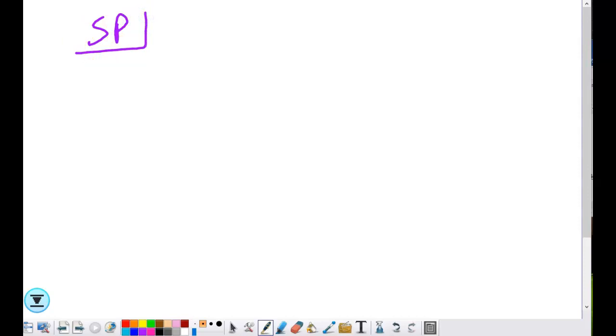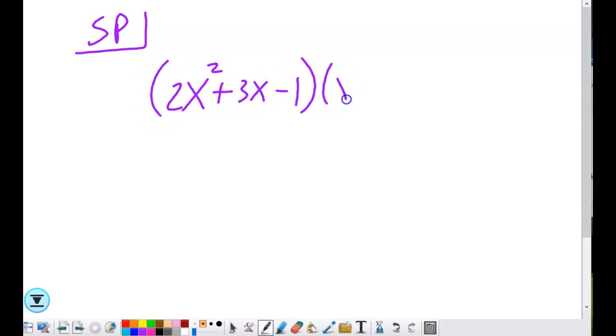So why don't you guys try this one here? Try 2x squared plus 3x minus 1 times x plus 5. And let's see what you guys get. So go ahead and pause the video and work this one out. And when you unpause the video, you'll see the solution.